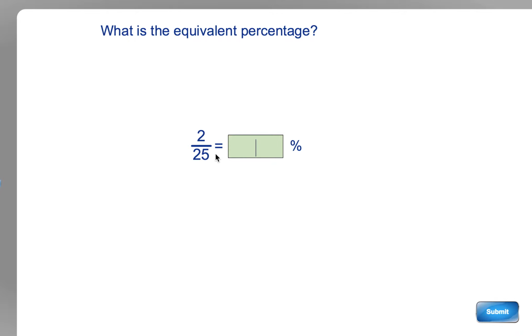The last one, 2 out of 25, you could say, okay, I've got 2 out of 25, so I'll have 4 out of 50, I'll have 6 out of 75, and I'll have 8 out of 100. Or you could see that to turn 25 into 100, 25 out of 100, you times it by 4. And if you times 25 by 4, you've got to times the 2 by 4 as well. 2 times 4 is 8.